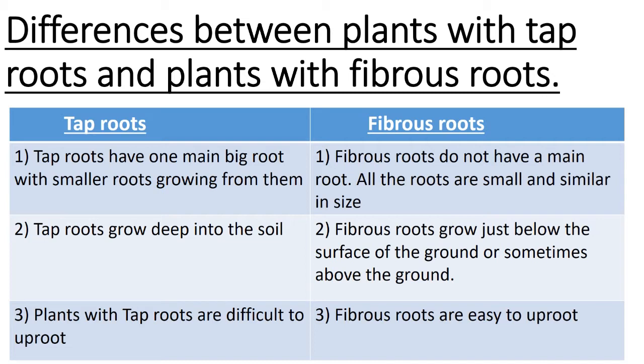The differences between plants with tap roots and plants with fibrous roots. One, tap roots have one main big root with smaller roots growing from them. And then the fibrous roots do not have a main root. All the roots are small and similar in size. Two, tap roots grow deep into the soil, whereas fibrous roots grow just below the surface of the ground or sometimes above the ground. And then the third one, plants with tap roots are difficult to uproot, whereas fibrous roots are easy to uproot.